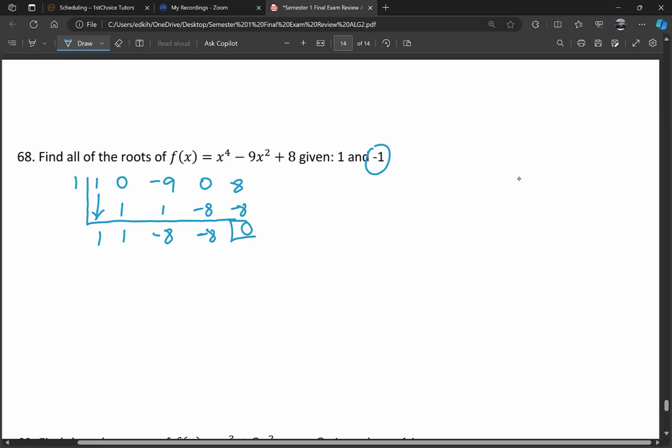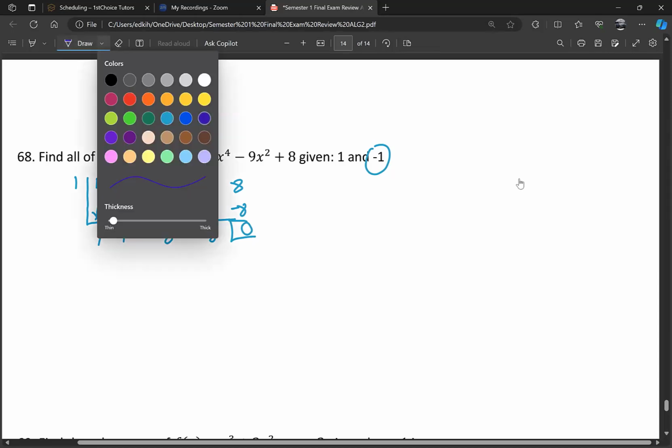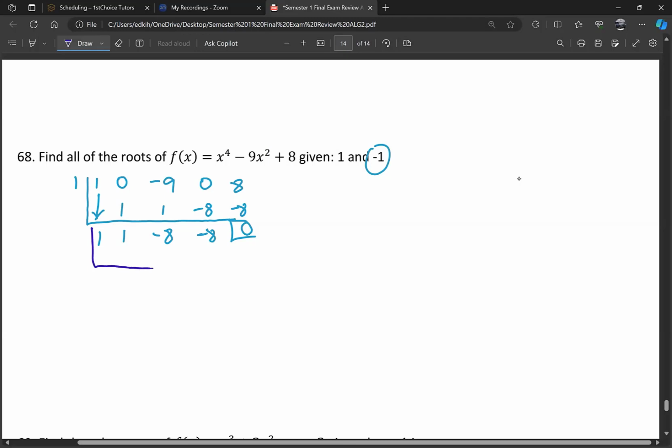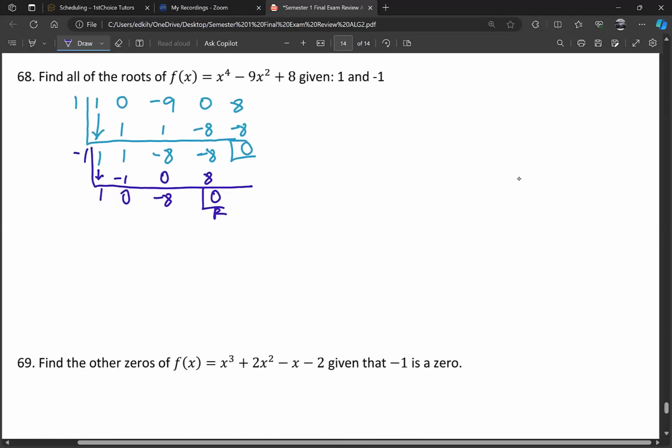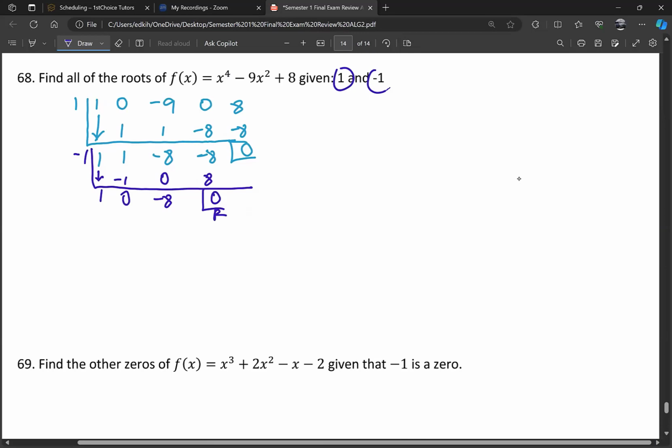So now we repeat this using the other thing that we were given, which is a -1. We're going to continue the synthetic division. So I'm going to just continue it here. Now we have a -1 on the outside. We're using the second one now. Okay, so drop the 1, multiply, add, and then multiply again, add, multiply again. Again, that's a remainder of 0, right? Good. So now we've spent the 1, we've spent the -1.